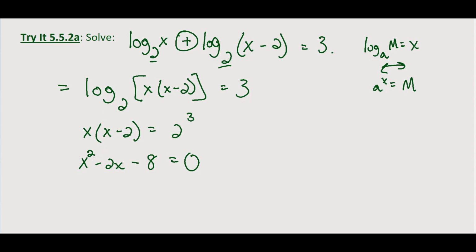So x squared minus 2x minus 8, what two numbers multiply to negative 8 and add to negative 2? How about negative 4 and 2? So let's try x minus 4 times x plus 2. Does that give us what we want? x times x is x squared, minus 4x plus 2x is minus 2x, and negative 4 times 2 is negative 8. So it does factor to this, and that gives us x equals 4, or x equals negative 2.